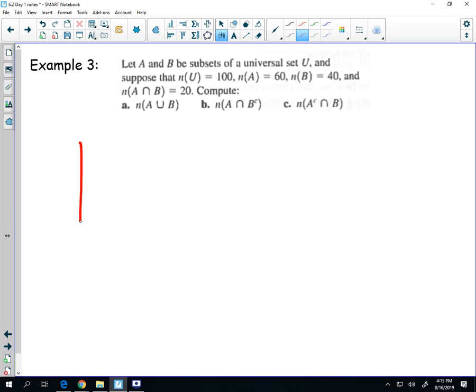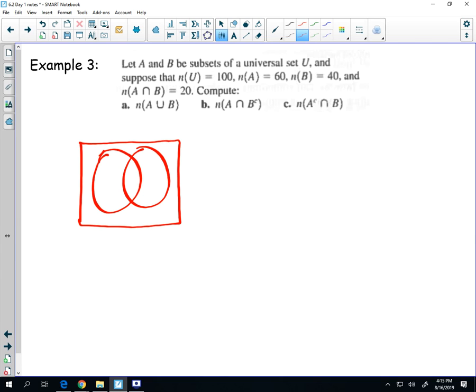The first thing I'm going to do is think about it in terms of a Venn diagram, because that's going to make life easier. If A intersect B is 20, can you think about how many elements would be left in A and B? If A has 60 altogether, but 20 are in the intersect, there'd have to be 40 in A only. If there are 40 in B, there's already 20 right there, so there'd only be 20 in B only. I think that makes these a lot easier.